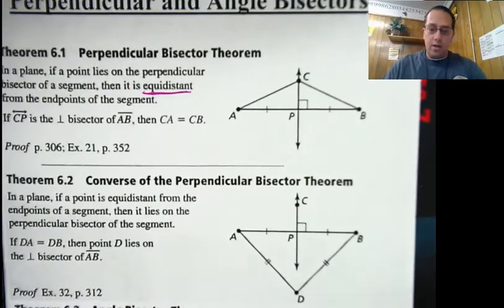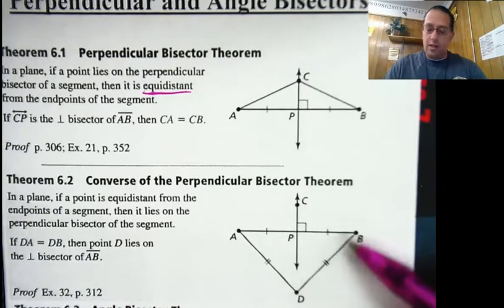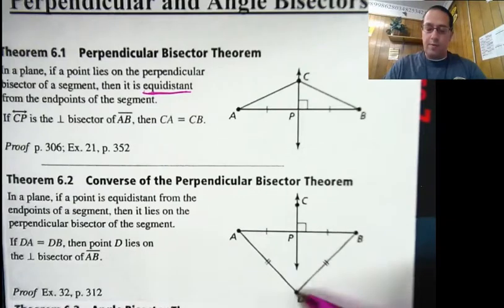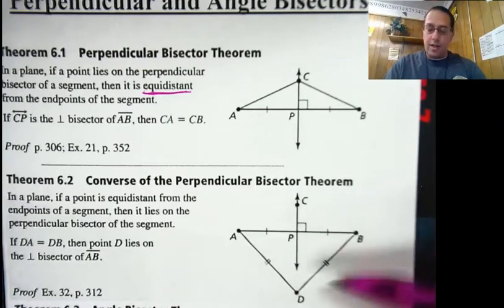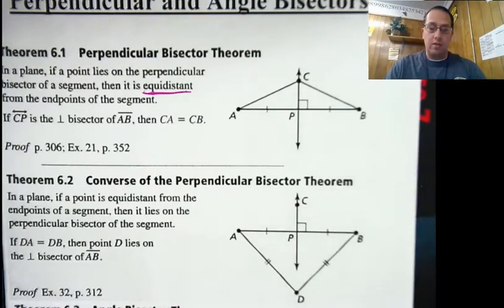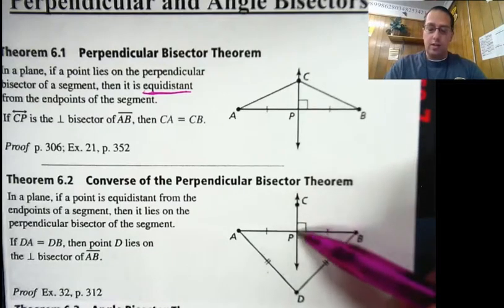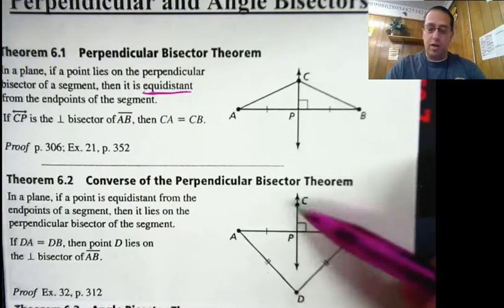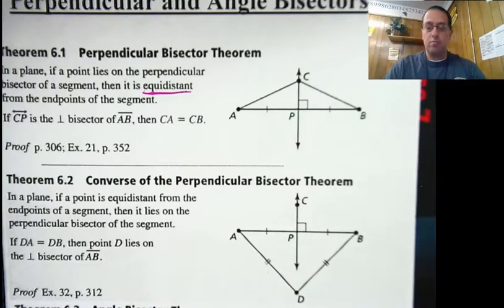All right? What this says is that if some point D is the same distance from A and B, if it's equidistant from A and B, then it must be on that perpendicular bisector. All right. So since D is equally distant from point B and point A, then D must lie on line CP. Must be on that perpendicular bisector somewhere. All right. That's what this says.